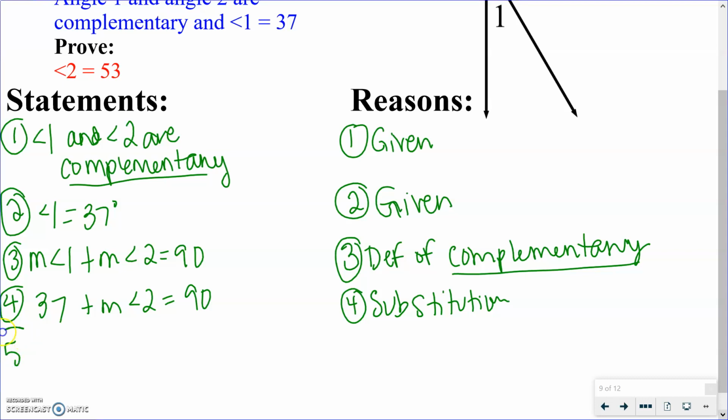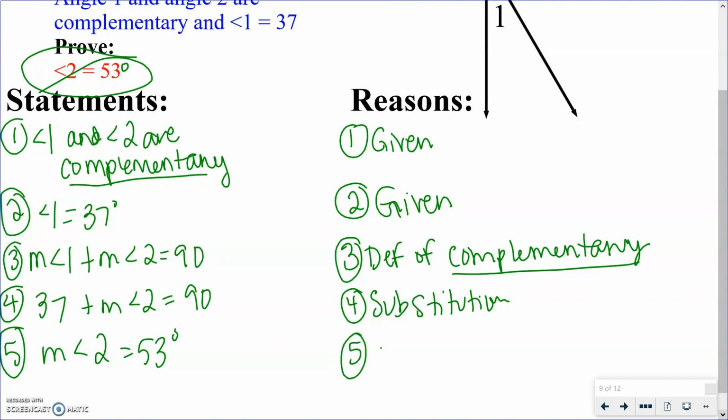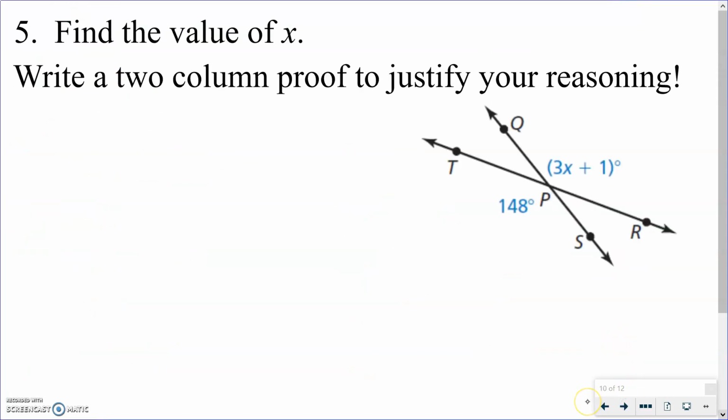And then for 5, I can subtract 37 from both sides, and I get the measure of angle 2 is equal to 53 degrees, and that's what I was trying to prove. The way I got there is we used the subtraction property of equality. And I've proved what I needed to prove in 5 statements and 5 reasons. Okay, let's look at another one.